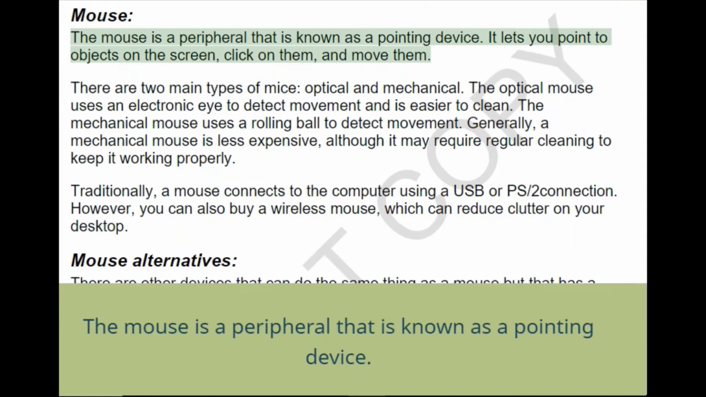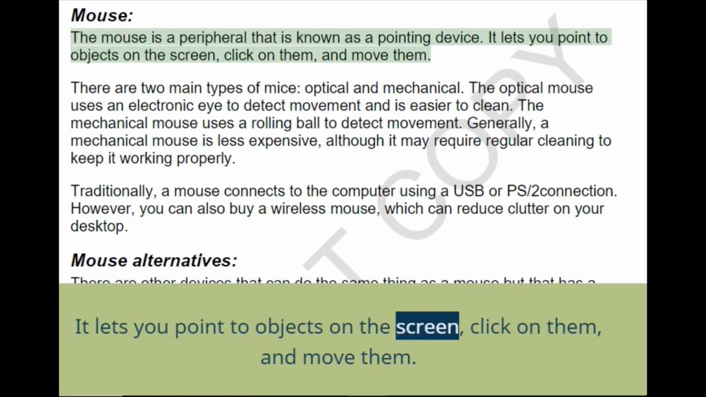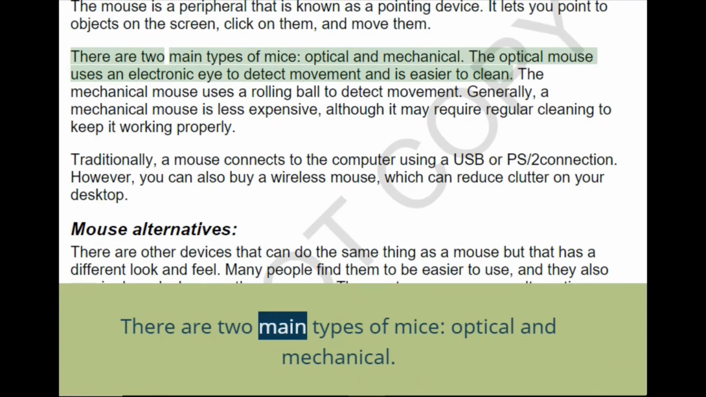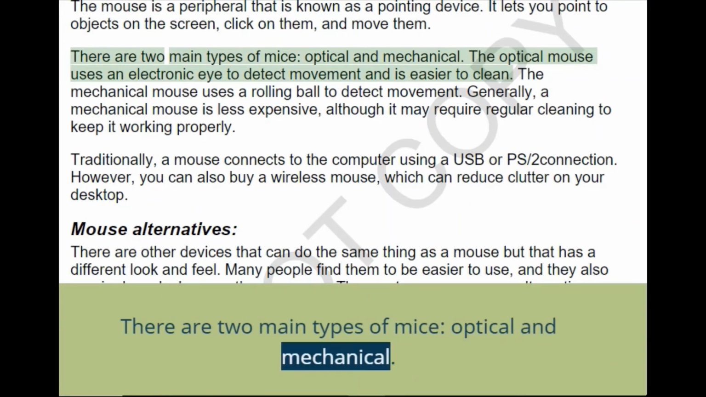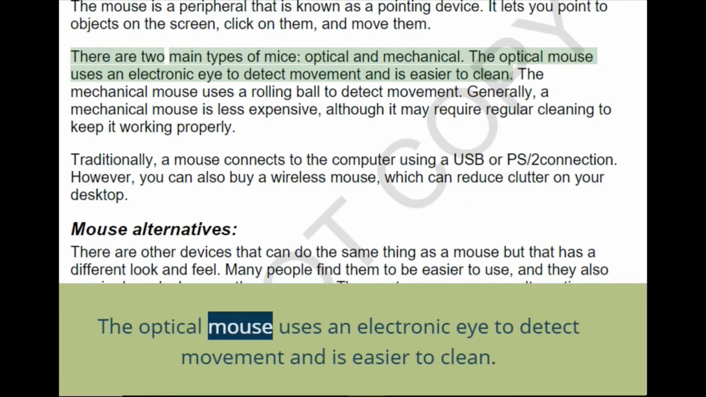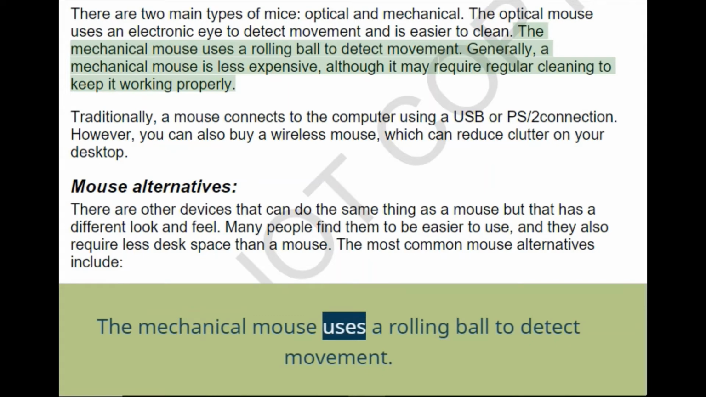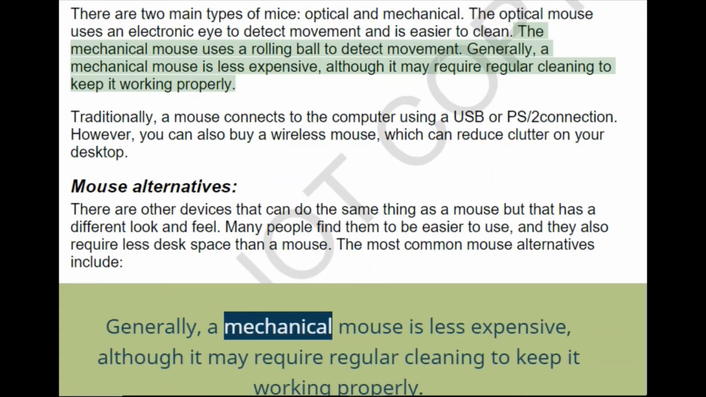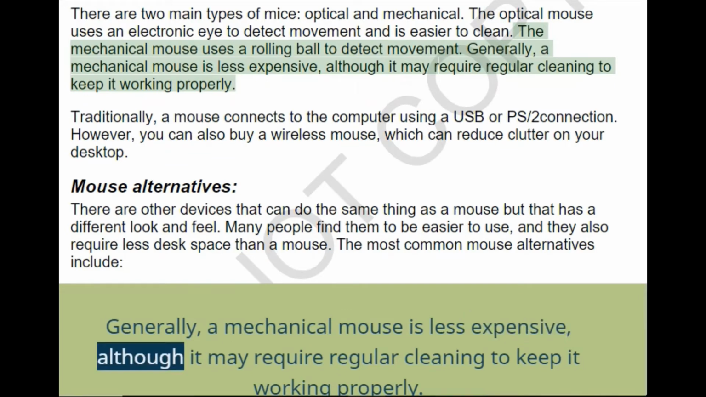Mouse. The mouse is a peripheral that is known as a pointing device. It lets you point to objects on the screen, click on them, and move them. There are two main types of mice, optical and mechanical. The optical mouse uses an electronic eye to detect movement and is easier to clean. The mechanical mouse uses a rolling ball to detect movement. Generally, a mechanical mouse is less expensive, although it may require regular cleaning to keep it working properly.